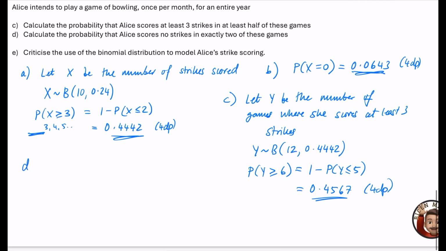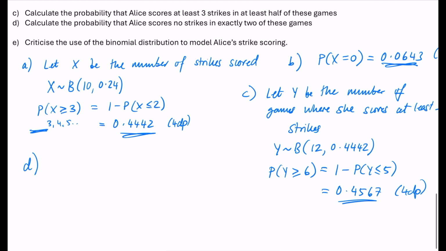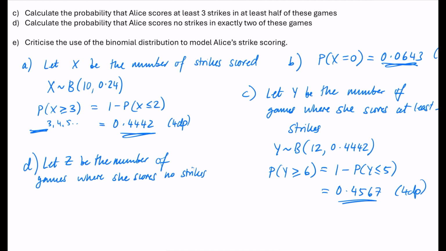Okay, I'm going to jump over here for part D of the question, which says to calculate the probability that Alice scores no strikes in exactly 2 of these games. Now, again, you don't need to write this out, but I'm going to say let Z be the number of games where she scores no strikes.